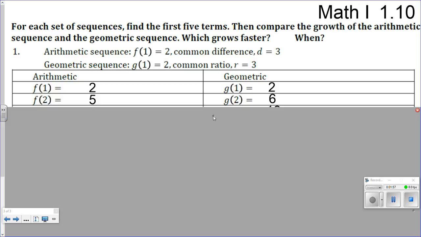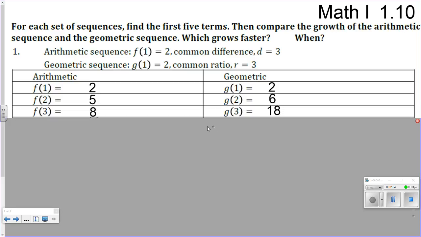But let's see what happens if we have an input value, or the third value, in each sequence. Look and see what happens there. If you take the previous term of 5 and add 3 to it, like with our common difference, we end up with 8. But over here, our common ratio being 3, we had to take 6 and multiply by 3, and we get an output of 18. And we can see already the difference in growth that is occurring. f of 3 is 8 here, and g of 3 is 18 over here. Those numbers are starting to get further and further apart.